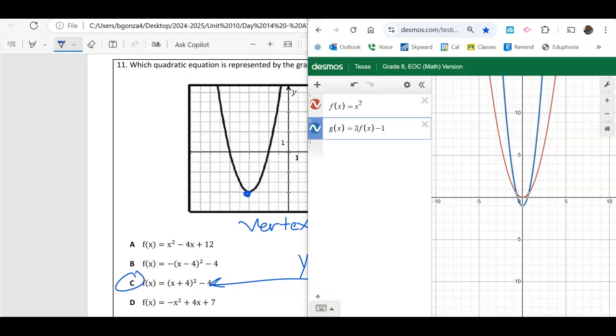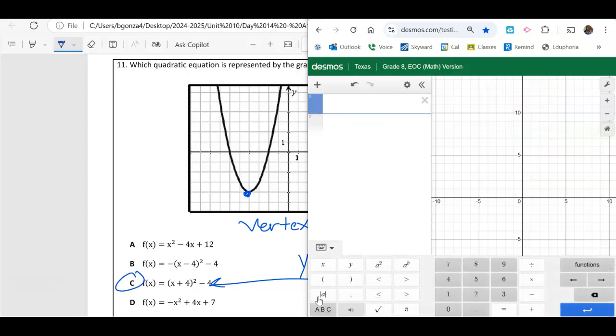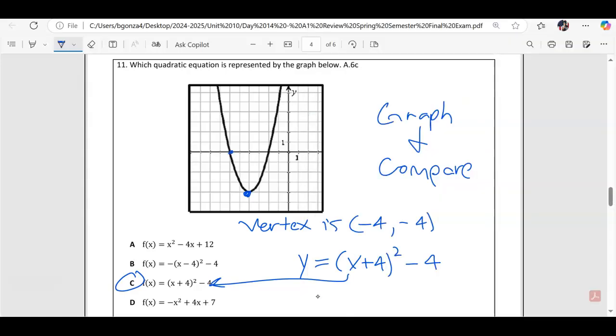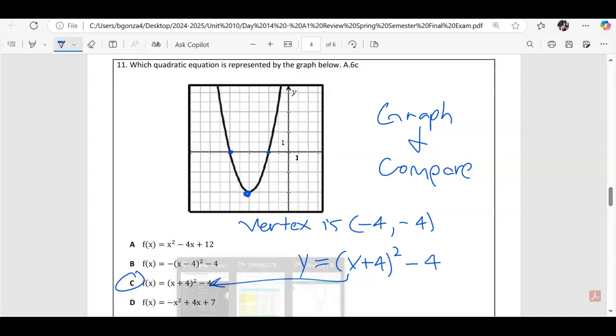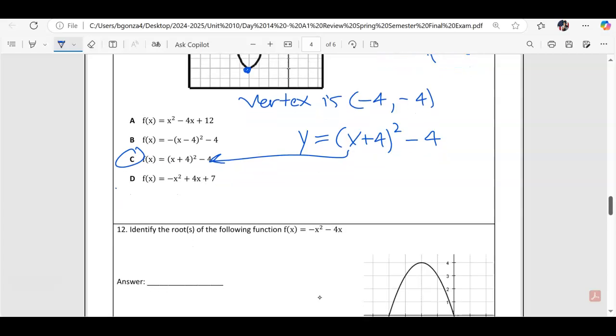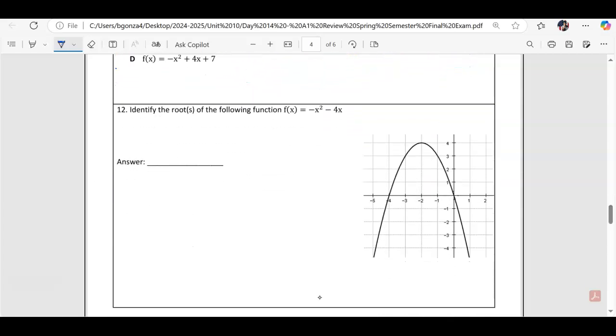Okay, but let me show you. If you graph C, -4, -4, x-intercepts of -6 and -2. I mean, it matches perfectly. So again, you can graph and compare. You don't even have to really know the vertex form. Okay. Identify the roots. What's a root? X-intercept. All right. So there it is.